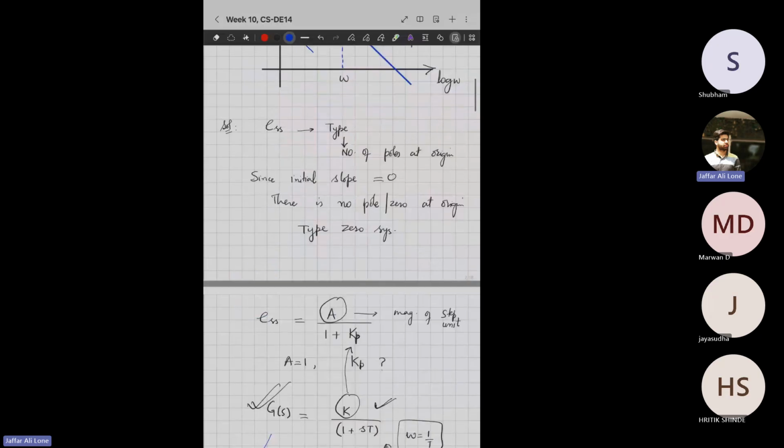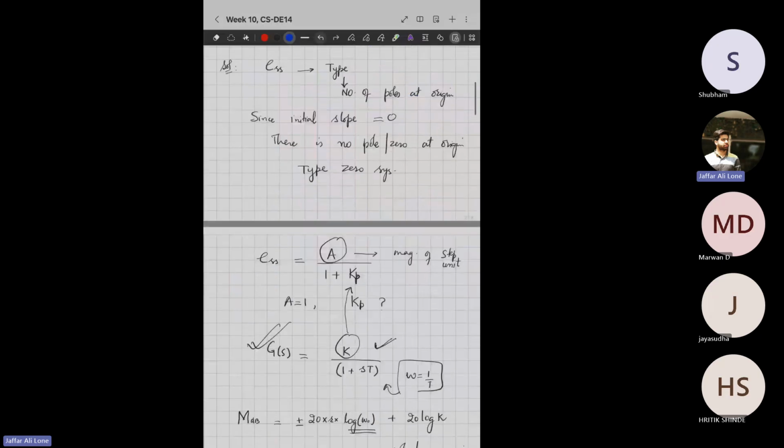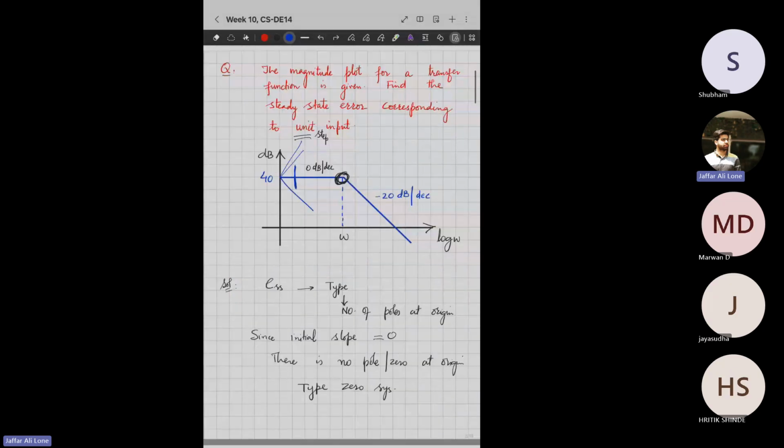You have to identify from the Bode plot the type of the transfer function, basically. But if you're being asked to find the steady state error, then there is no need to find the exact transfer function. Just see the initial slope, which gives you the type of transfer function. From the type, you can find the value of K, and from the value of K, you can get the steady state error.